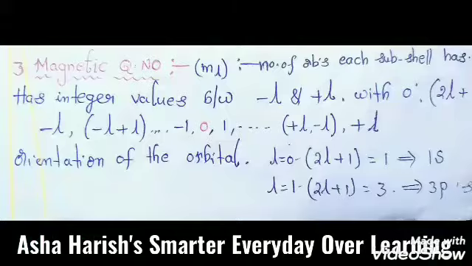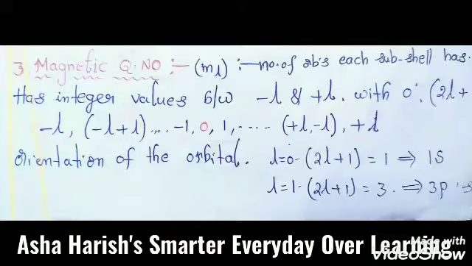And students, the third quantum number is the magnetic quantum number. It is represented by the letter ml. If you see in the picture, the number of orbitals each subshell has, we can calculate that by using this magnetic quantum number. It has integral values between minus l and plus l, including 0.